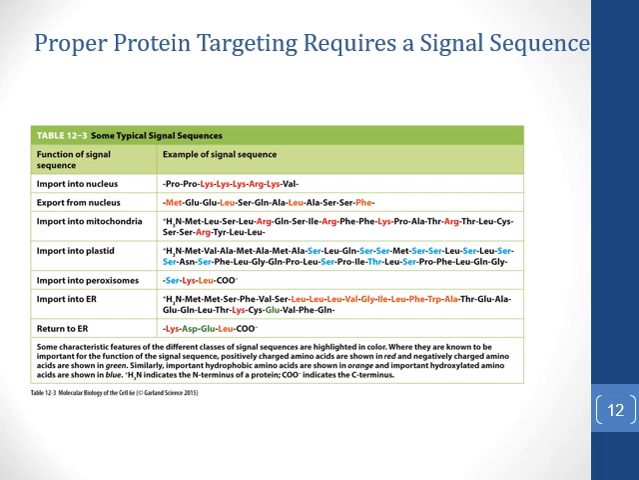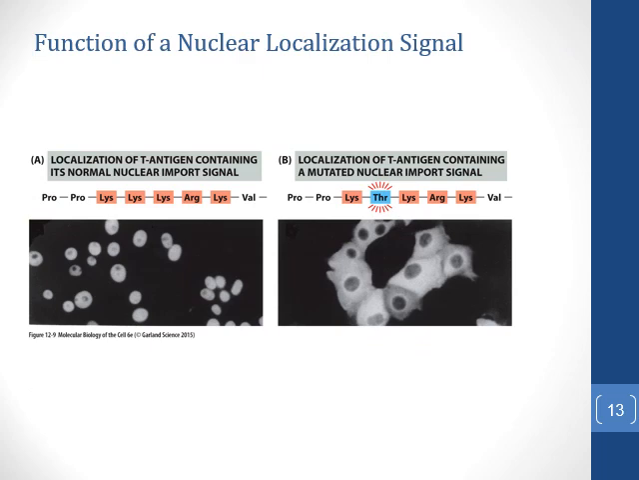Now, to show you how important those amino acids are, we can do an experiment kind of like we did at the beginning, a generic experiment. Here, let's make a more specific experiment. So this is a protein on the left that should go to the nucleus. It doesn't really matter what it is, but you can see that we've got lysine, lysine, lysine, arginine, and lysine.